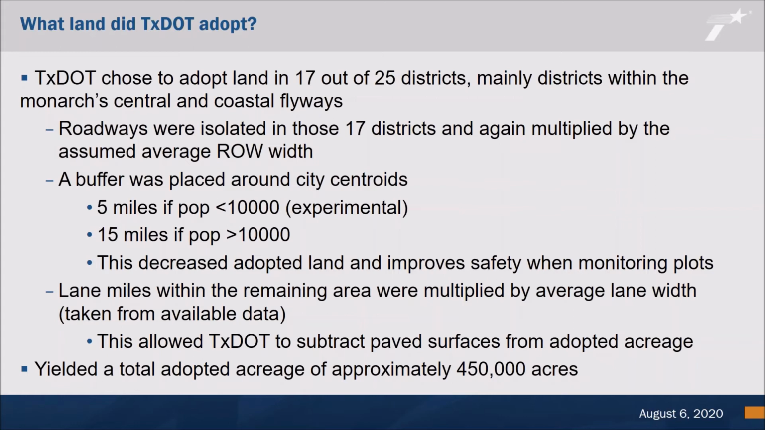But once we got that number, we subtracted our buffers, then we took our total lane miles, not our center lane miles, but our total lane miles within the remaining area, and we multiplied that by the average lane width, which is a statistic we had on our roadways map. Then we could subtract the actual paved surfaces from our adopted acreage, because of course we are not actually doing the conservation measures on the pavement, we're doing it on the roadsides. After we had done all this, this yielded us a total adopted acreage of just under 450,000 acres.